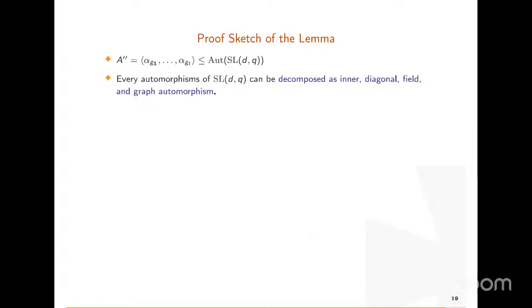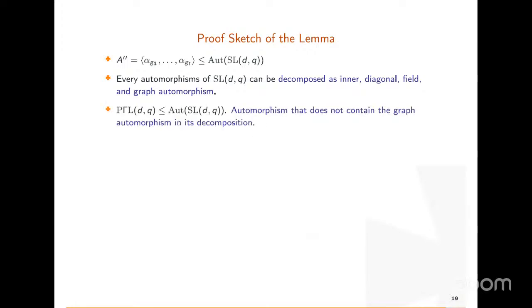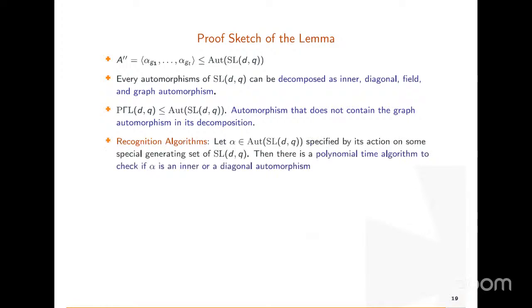Okay, now our task is to see if A prime is contained in PΓL(d,q) or not. PΓL(d,q) is a special subgroup of SL(d,q), which contains all the automorphisms that do not have a specific type of automorphism in their decomposition, known as graph automorphisms. So what we have to check is, given an automorphism, can we recognize what type of automorphism of SL it is, like inner, diagonal, field or graph automorphism in its decomposition. We first have to find its decomposition, and then see whether there is a graph automorphism in it or not.